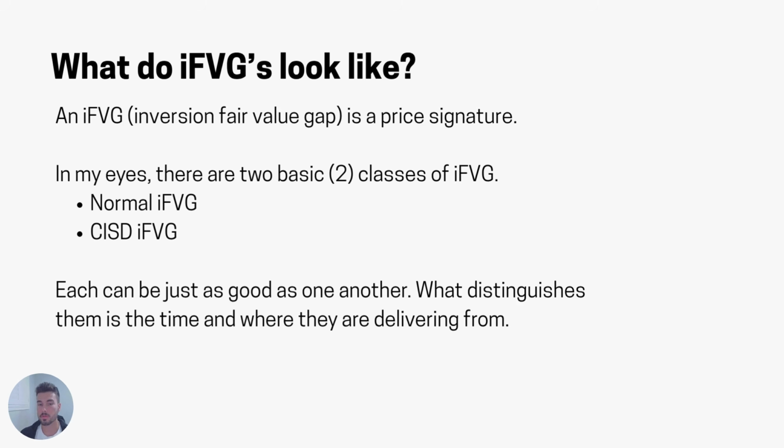In my eyes, there's two things. There's a normal fair value gap inverse, and there's something I like to call a change in the state of delivery inversion gap. If you want a video about a change in the state of delivery and how that pairs with the inversion, I'll make a whole in-depth video about what a CISD is, how to identify them, and which one's a higher probability one. But with that being said, I want to get into some of these examples.